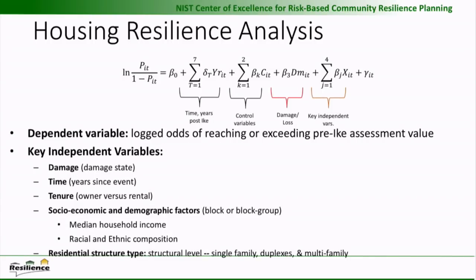Basically the same kind of models, only now we're looking at panel logistic models. Our dependent variables are the logged odds of reaching or exceeding that pre-impact value, looking at damage, time, tenure, socioeconomic status, and then rental characteristics, and then residential characteristics as well.